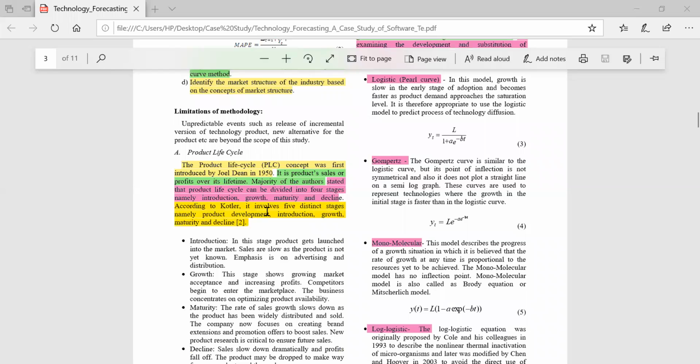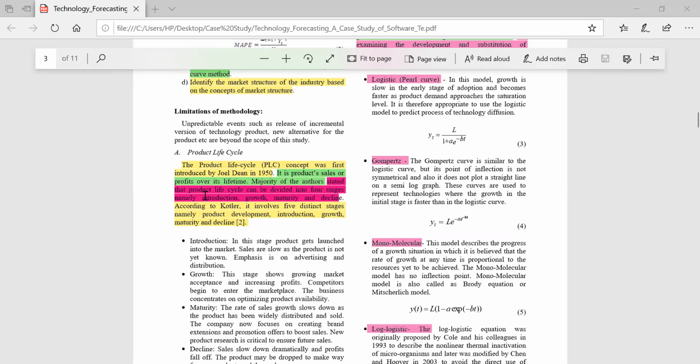Right? So what happened in that case? It is product sales or profits over its lifetime. This you know everything. What does product life cycle mean? The majority of the authors stated that PLC can be divided into four stages, namely introduction, growth, maturity and decline. Beyond this we also have one more stage, which we call the initiation phase.